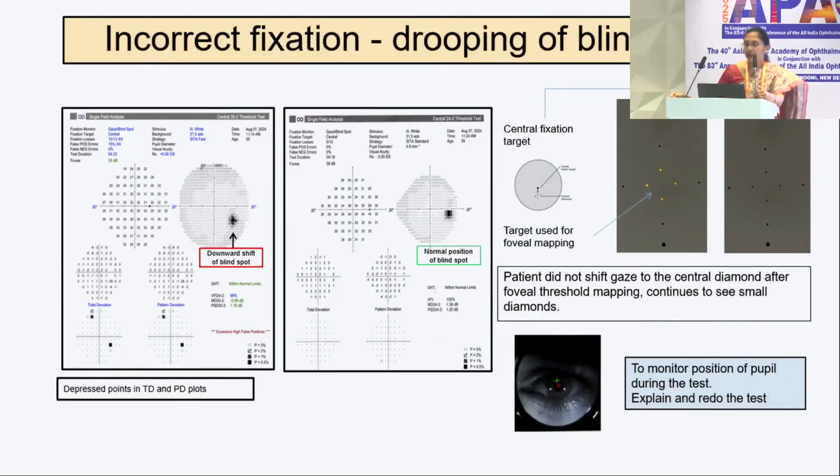So incorrect fixation can happen in the beginning of the test. As Dr. Ankur also explained, the central foveal threshold is first examined with the help of this central fixation target. The central diamond is used to do the first thing, which is to map the fovea with the help of these small diamonds. These 4 diamonds are used to detect the fovea.